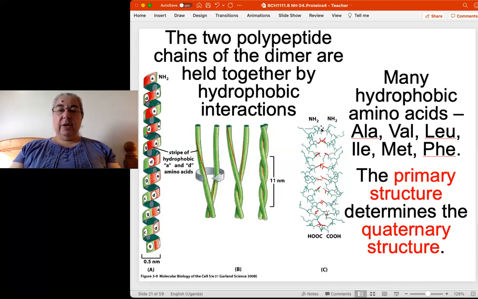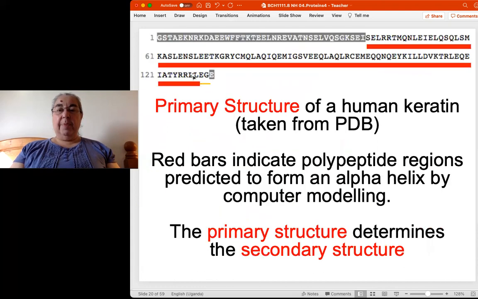And this just shows a wireframe diagram, again, the hydrophobic residues being highlighted in red here to show how they can form interactions to get away from the water molecules. So in this way, the positioning of each of these hydrophobic residues is determined by the primary structure, the amino acid sequence in the protein.